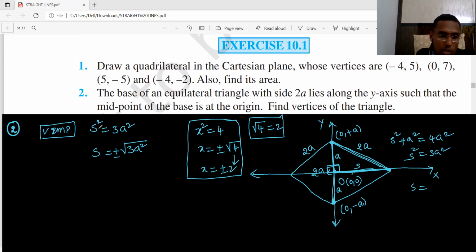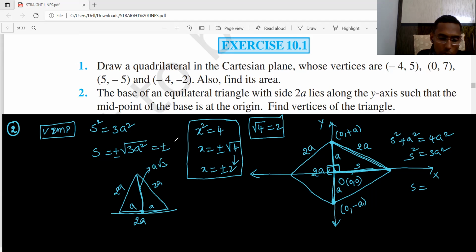So therefore, here S equals plus or minus root of 3A square. That means even if you don't see it like this, for example, I just drew this diagram. It says this is 2A, along y-axis. If I draw this as A, this as A, then automatically I can find out this. This is root 3 A, so this is plus or minus A root 3.